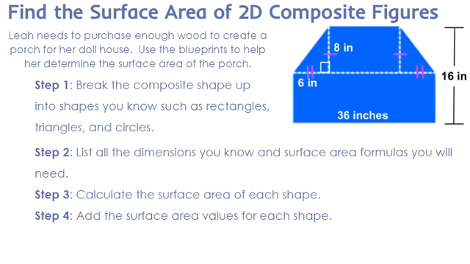problem in 4 steps. We're going to break up the composite shapes into shapes that we know, like triangles, circles, and squares or rectangles. We're going to list all the dimensions that we know for each one of the independent shapes, and then we're also going to include any surface area formulas that we need. Then we're going to calculate the surface area of each individual shape, and we're going to finalize it by adding all of the surface areas together in order to determine the surface area of the complete composite figure.